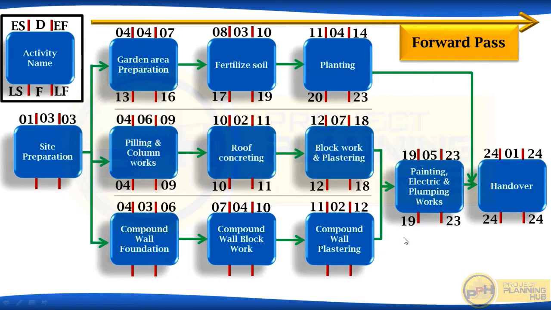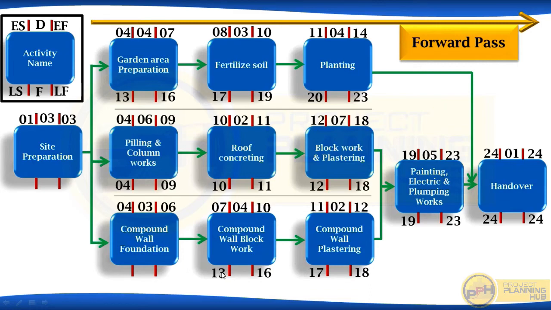Next is compound wall plastering. When should compound wall plastering finish? If painting, electric, plumbing work starts on 19th, 18, right? So this one finishes on 18 and this one starts on 19th. If this finishes on 18, it should start on 17th because the duration is 2 days. Compound wall block work should finish on 16th, if we want to start compound wall plastering on 17th.